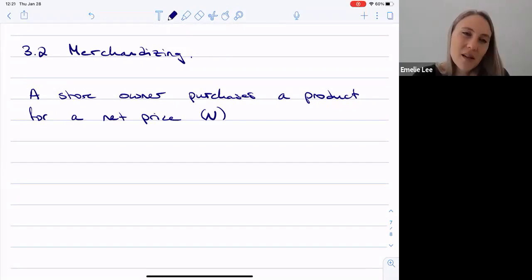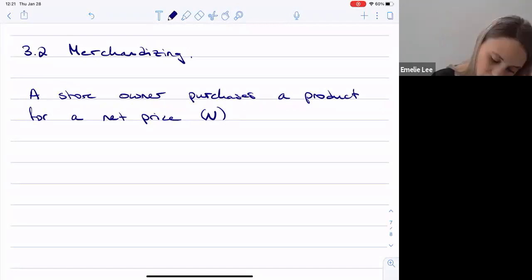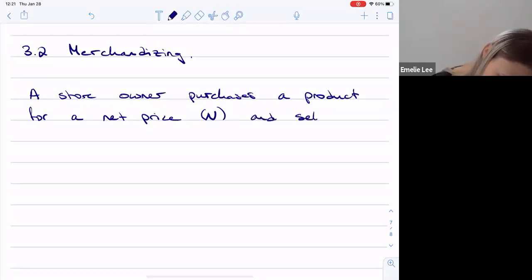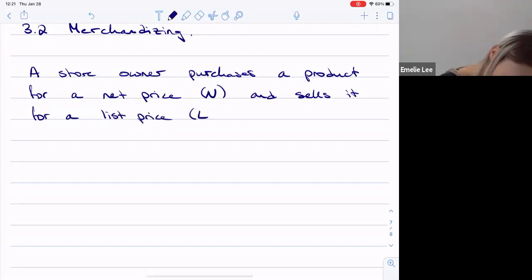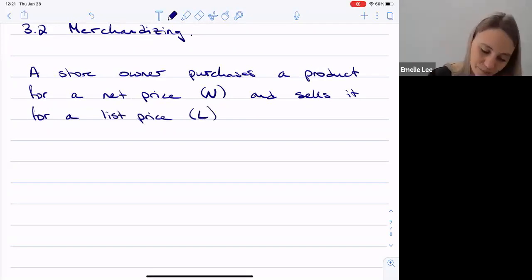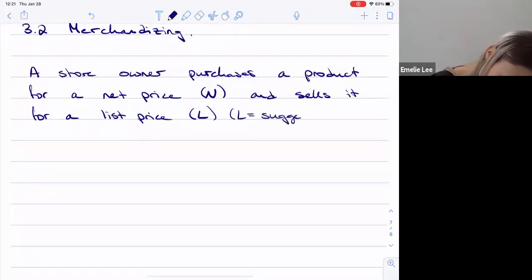And sells it often at a list price, which is the suggested retail price. And sometimes they'll put stuff on sale and then that's gonna be the sale price. But for now, let's just think about the list price is the price that we pay. So a store owner purchases a product for a net price and sells it for a list price, which we'll denote by L. And L is the suggested retail price.